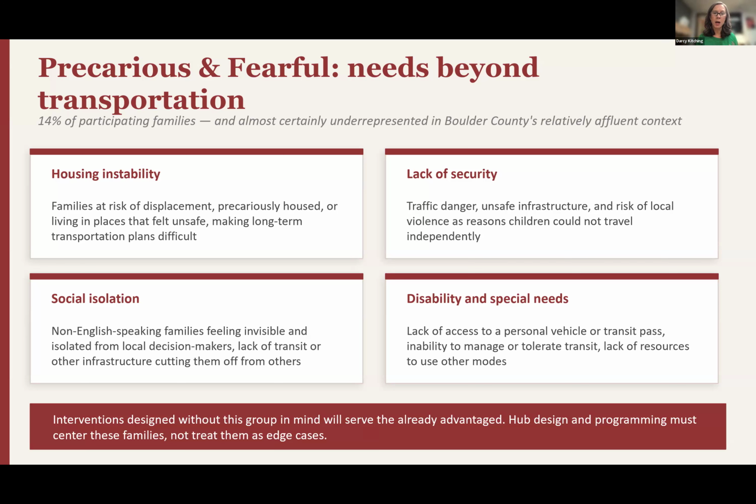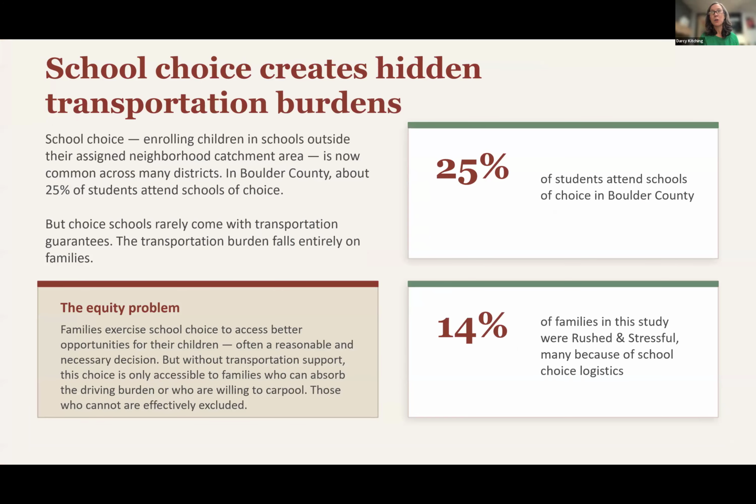So I say at the bottom here that interventions designed without this group in mind will serve the already advantaged. And that's something that is really problematic in our planning process in general, that we're designing for the majority, right? And so we're missing a lot of these families. And school choice is also a really important component here, because students who were going to choice schools were driven more frequently. Of course, that school choice is really important to families. They want to be able to have choice, but that does increase the likelihood that students are being driven. And so we really need to look at that too. Where can we integrate transportation, providing transportation for school choice?